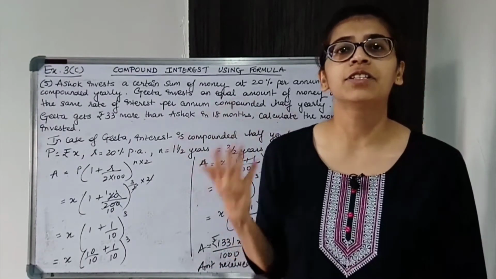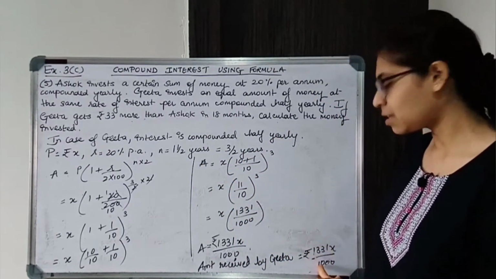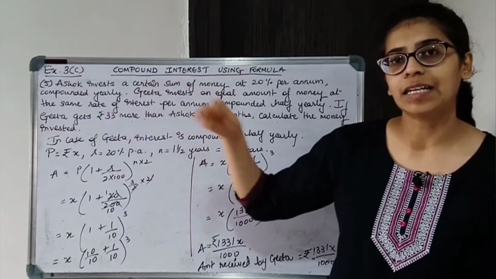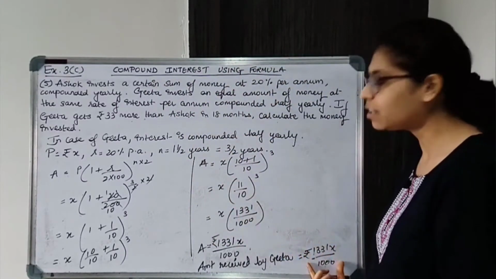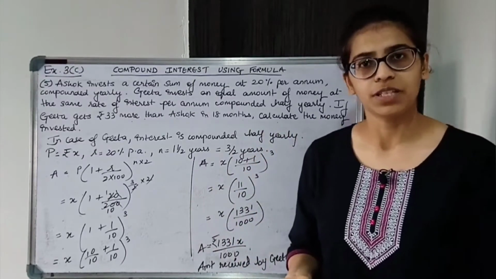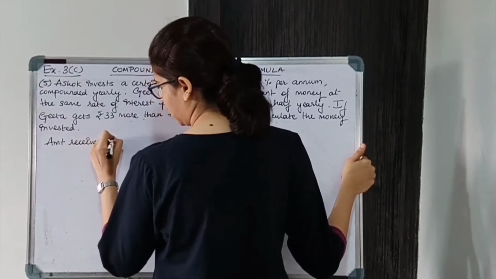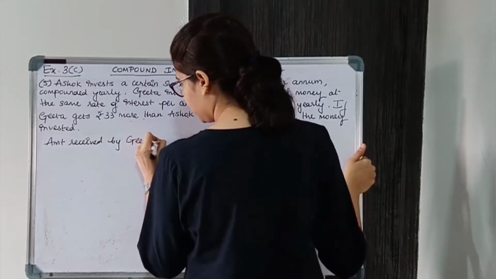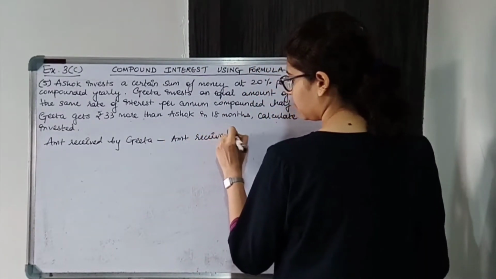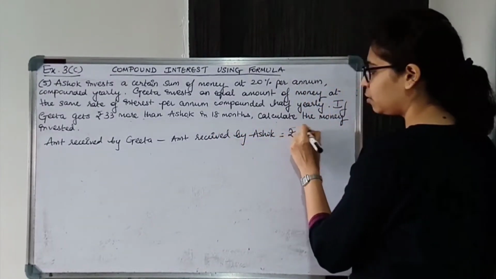Let us find the difference in amounts. That is, we know that amount received by Geeta, that is this, minus the amount received by Ashok is equal to 33 rupees, because Geeta is getting 33 rupees more. So this is the bigger value. The amount received by Ashok is smaller value. So bigger minus smaller will give you 33 rupees. Okay. So amount received by Geeta minus amount received by Ashok is equal to 33 rupees.